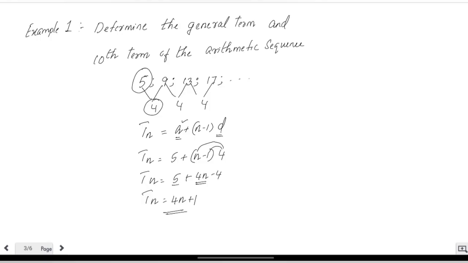Once you have the general term of this particular pattern, we can find any term. Which term do we need to find here? The 10th term, that is T10. Tn is equal to 4n plus 1. Then what is T10? T10 is equal to 4 times, replace n with 10, plus 1. So it's going to be 40 plus 1. Answer is 41. So we are done. So this is how we do it. These are very simple questions.